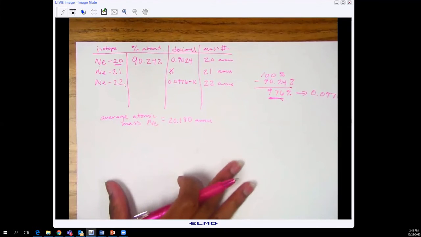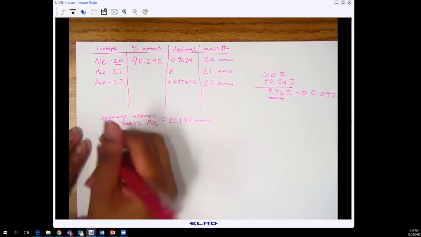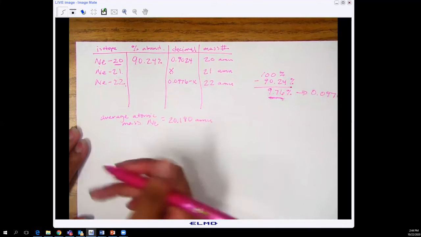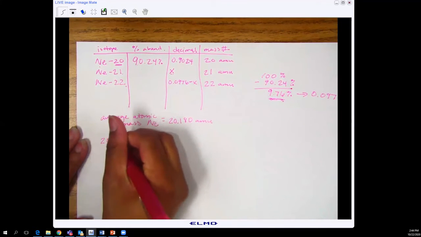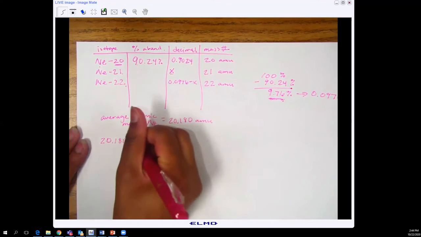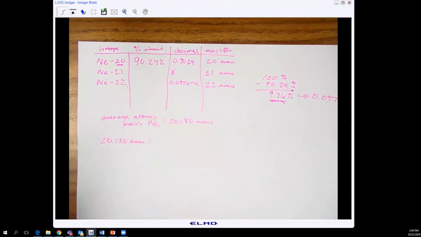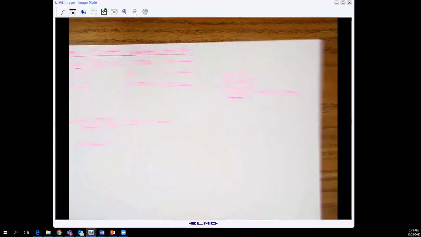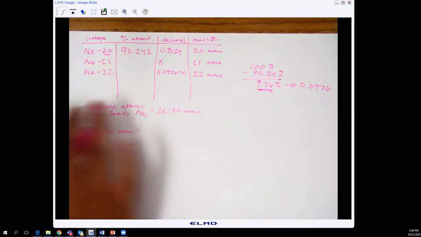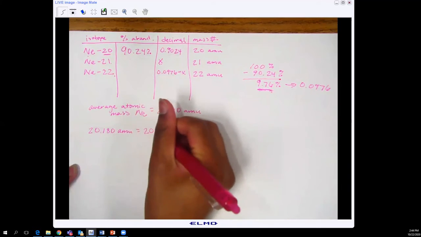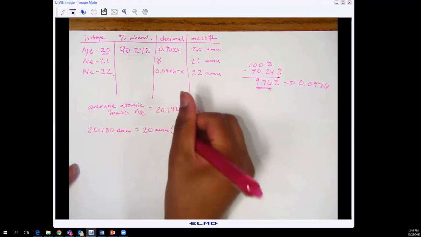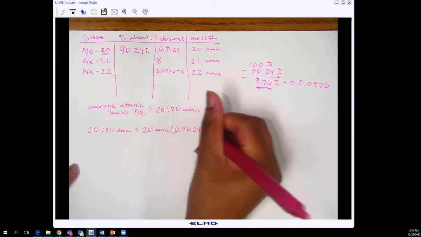Now we have enough information to set up our problem. So we know that our average atomic mass, all of those weighted contributions together, should equal our average atomic mass of 20.180 atomic mass units. All right, and here's where I'm going to set up all of the weighted contributions, right? So I know that neon 20, so 20 AMU, and we're going to multiply that by its decimal, 0.9024.